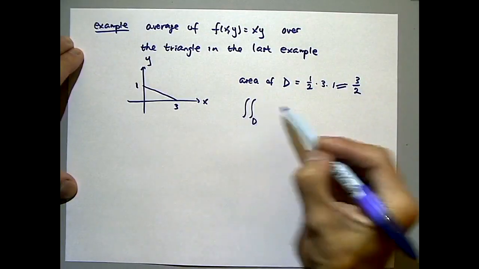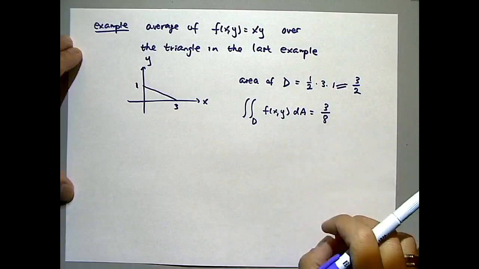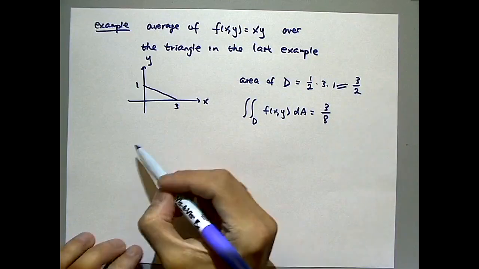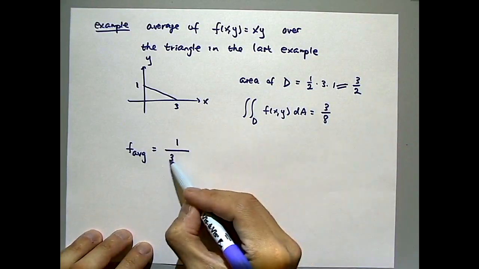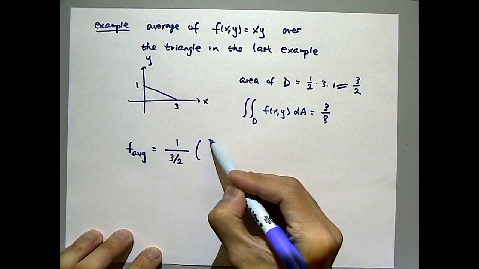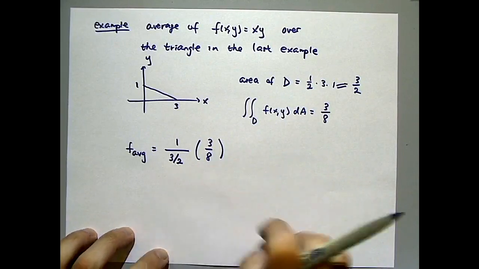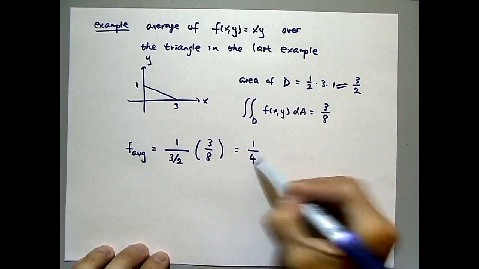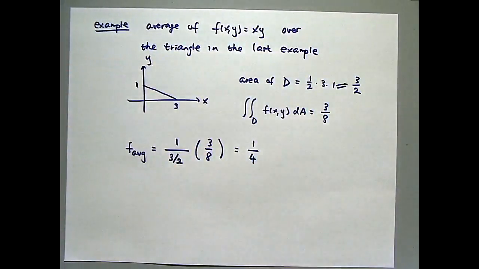And from the last example, we calculated that the volume under the surface above the triangle was 3/8. So the average is going to be 1 over the area of the triangle times the volume, 3/8. And this turns out to be 1/4. So the surface has some kind of height, but on the average, the height would be 1/4. So if you replace that region with the flat top at 1/4, they would have exactly the same volume.